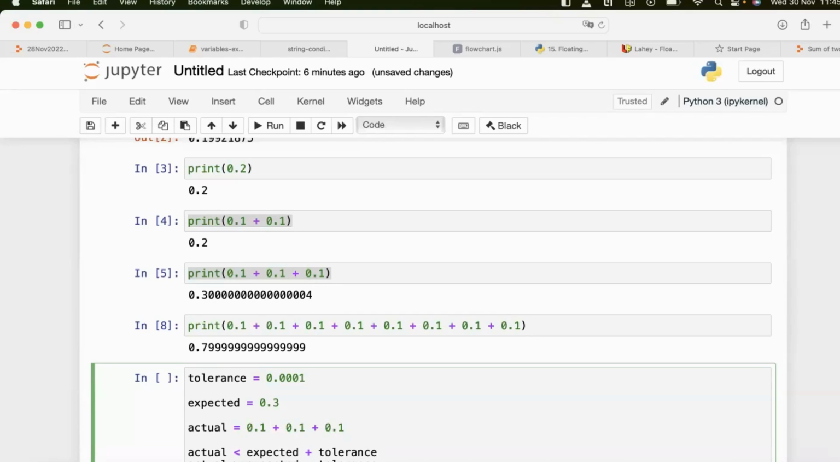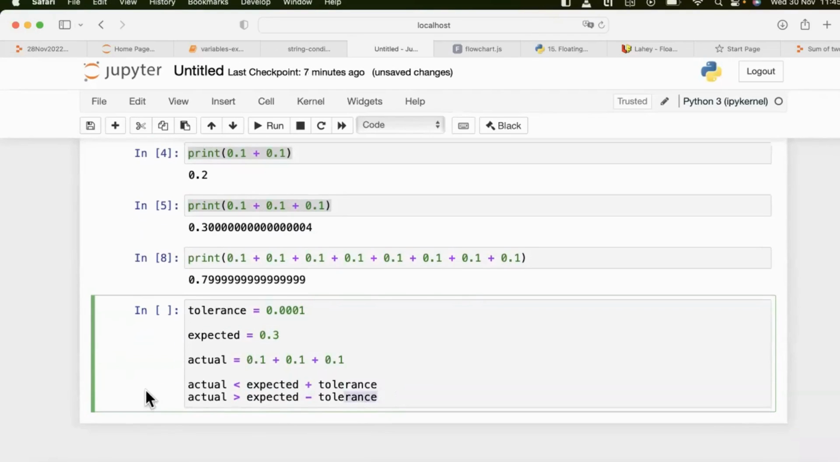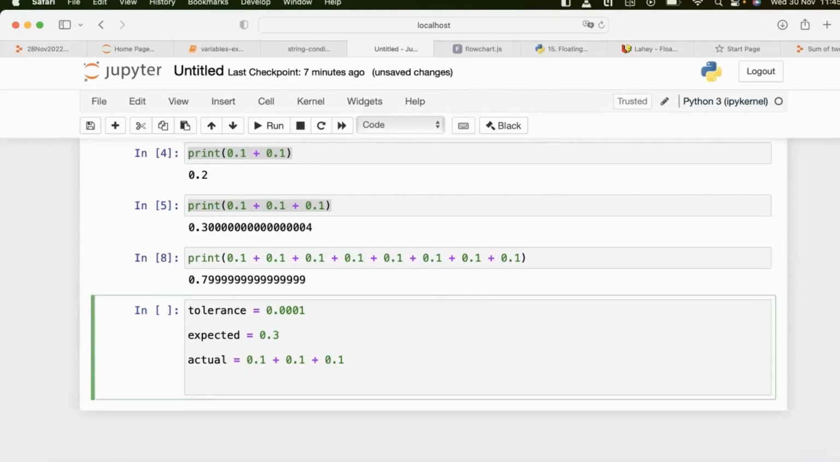If both of these conditions hold true, we can say that our actual value is fairly close to the expected value, and we should be happy. Of course, this depends upon the tolerance and how precise we want to be. This is one way you could write it, or if you want to write this more succinctly, you can write that the absolute value of actual minus expected should be less than tolerance.